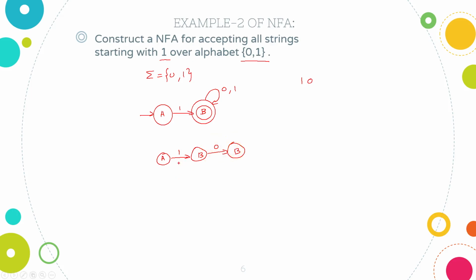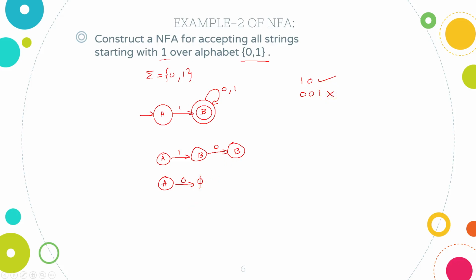So we have passed a string 1, 0 over here. Now we are in state B. Is B a final state? Yes. So this string is accepted. What about, let's say, 0, 0, 1. What happens then? If you are in state A, that is the starting state, and you get an input of 0, where do you go? It's not mentioned. So you directly end up in empty state. So this string is not accepted.